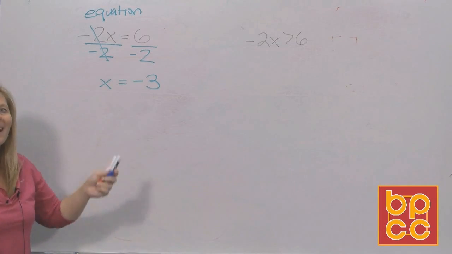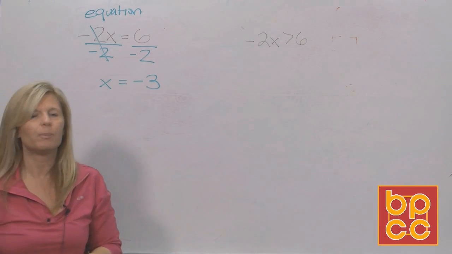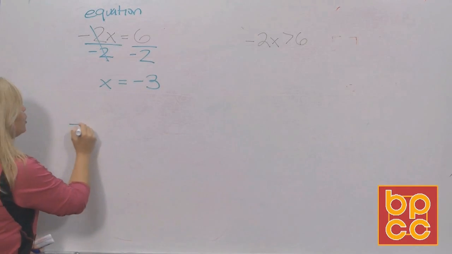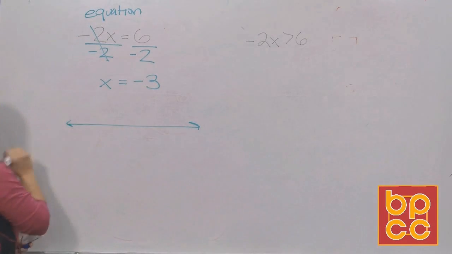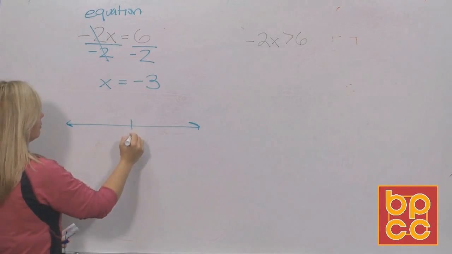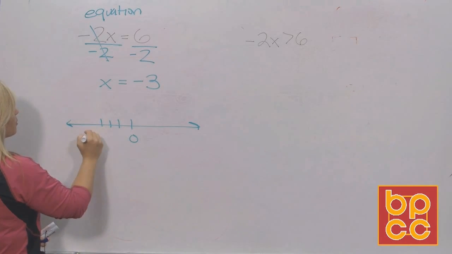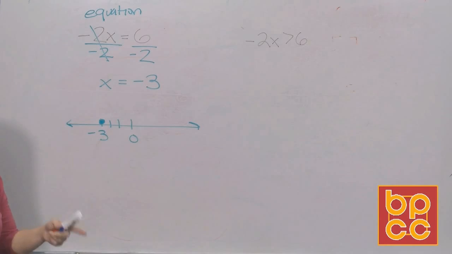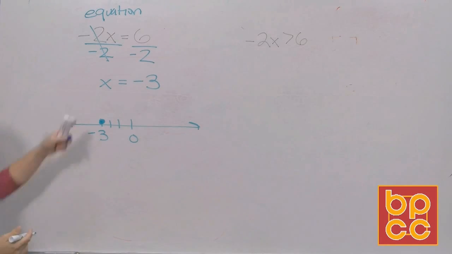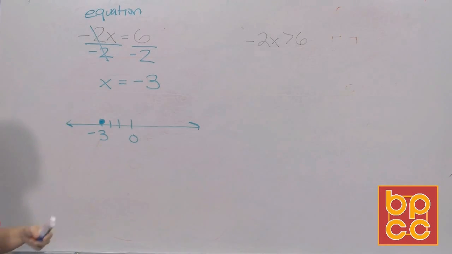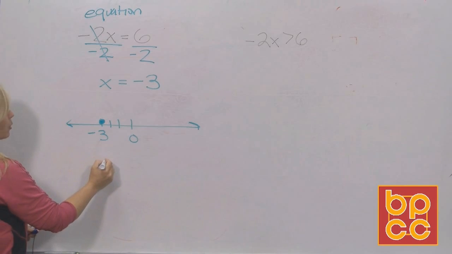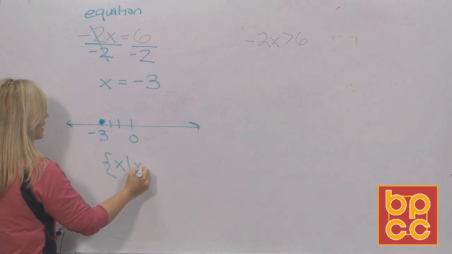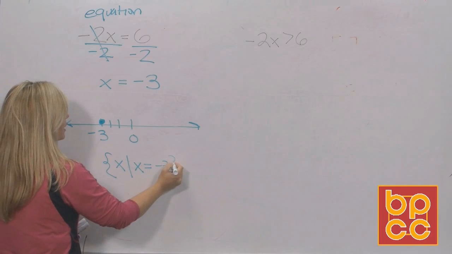You can't write that answer in interval notation because it doesn't begin and end anywhere. This is the answer. If you drew a number line for an equation solution, you would go to negative 3 on the number line, and you just put a closed circle because that is the only answer. So when we write an answer for an equation, it's always in set builder. If you want to be fancy with it, you could write x such that x equals negative 3.